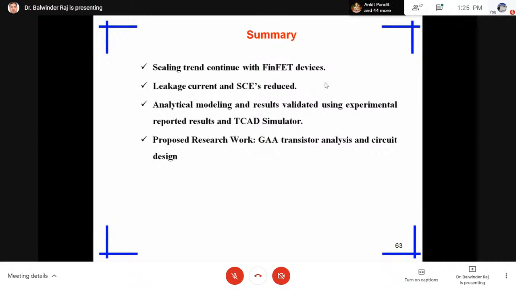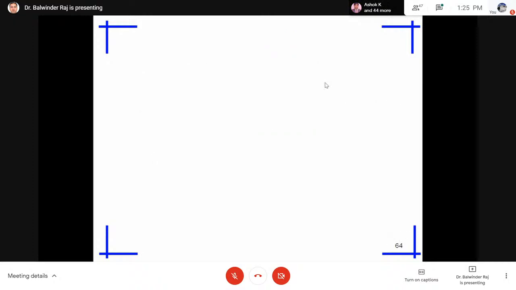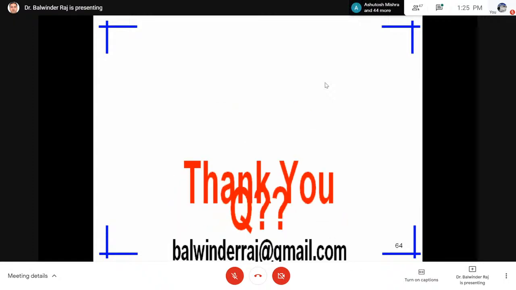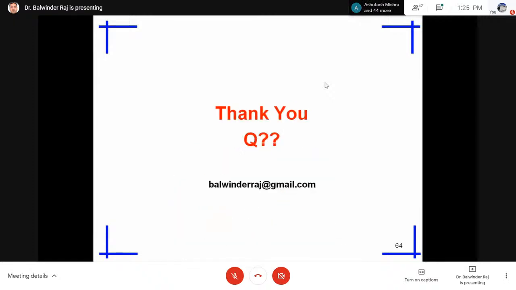Then further proposed research in this area can be gate-all-around type structures. So gate-all-around may be tunnel FET, nanowire, nanosheet. All those structures you can analyze. So with this, I thank you all for your patience in listening. Now the house is open. If you have any query, we can discuss.